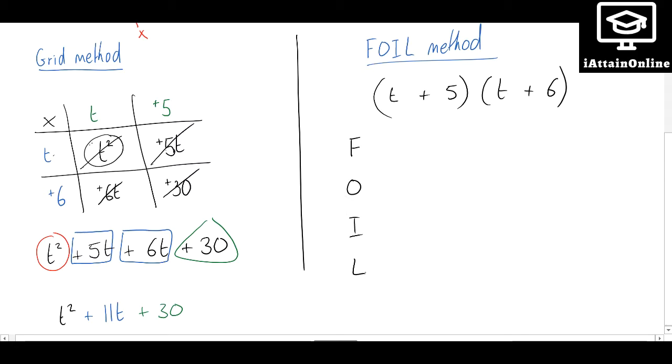It helps us remember what order to multiply things in. First, outer, inner, and last. So, do the first, we're going to start by multiplying the first thing in each bracket. So t times t gives you t squared. And then I'm going to multiply the outer things in each bracket. T times positive 6 gives you plus 6t.